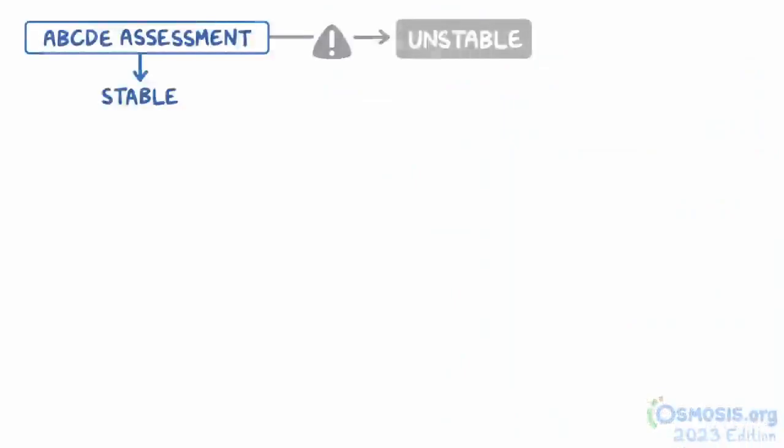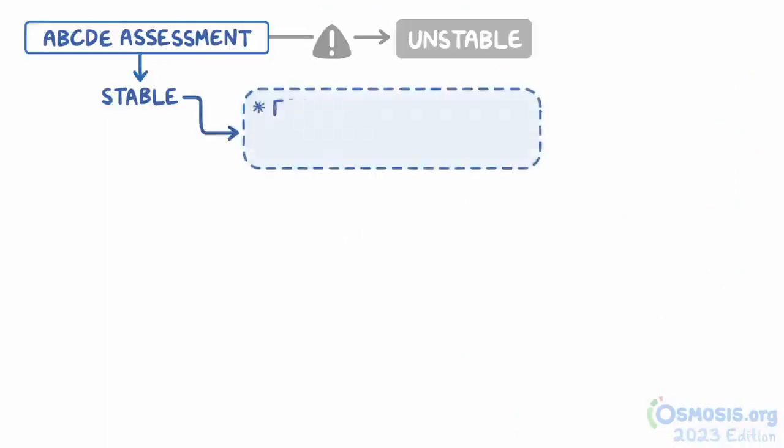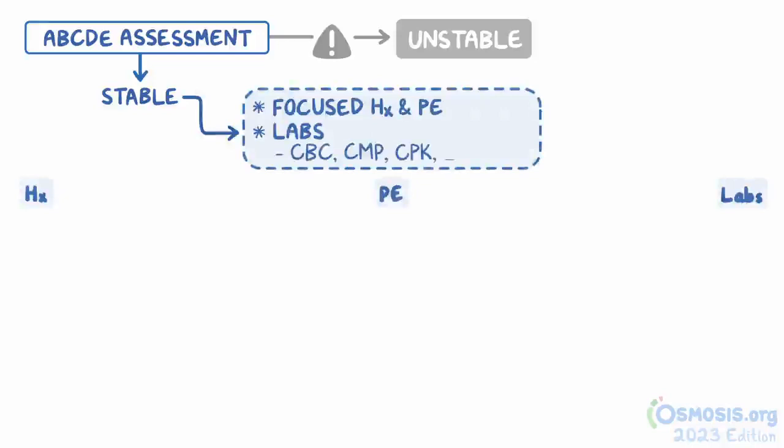Okay, now that the unstable patients are taken care of, let's return to the ABCDE assessment and talk about stable patients. Your first step here is to obtain a focused history and physical exam, as well as labs like CBC, CMP, CPK, and lactate.